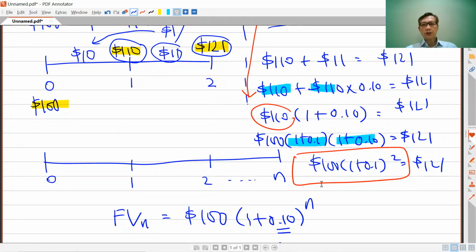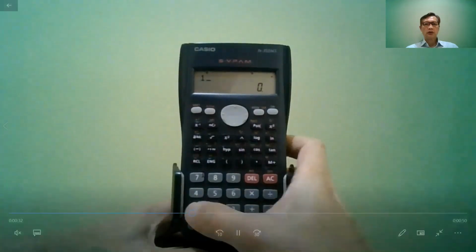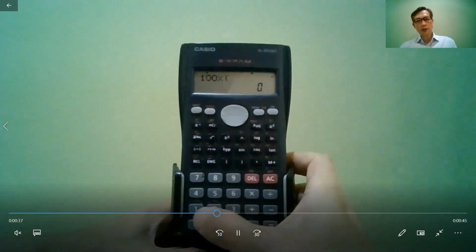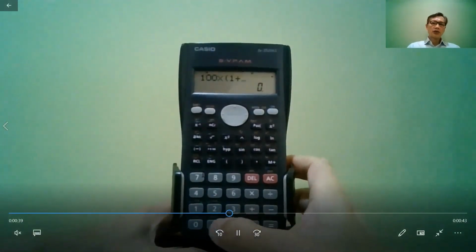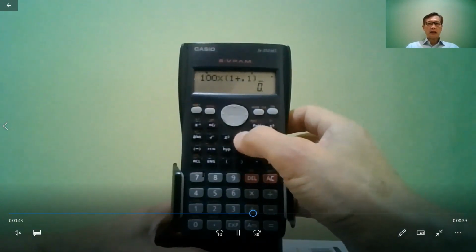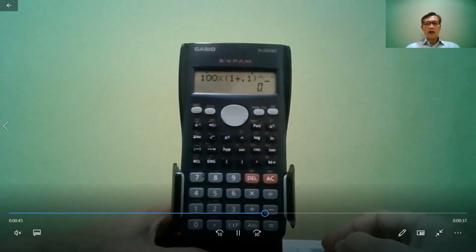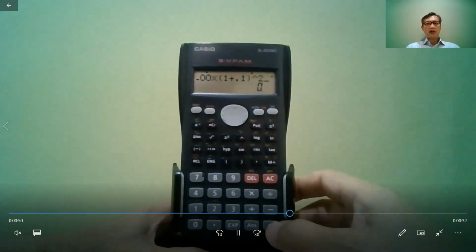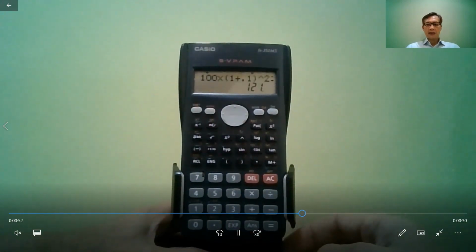For the 2 years, you should press 100 multiplied by open bracket 1 plus 0.1 to the power of 2, and you get the answer of 121. So 2 years, 100 multiplied by, good habit, open bracket, 1 plus 0.1, and then to the power of 2. Then you have the answer of 121.